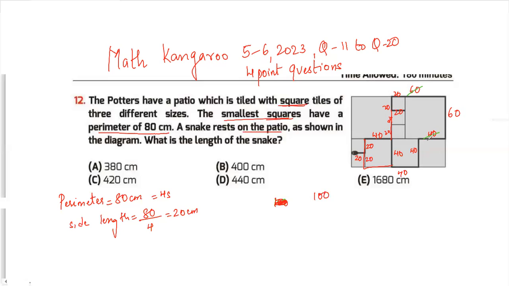Okay, so this is gone. Then again, we do 60 plus 40 is 100. Okay, then you have 40, 40, 40, which is 120. And then you have a 20, 20, 20, which is 60, plus 20, plus 20, which is another 100. So what do I get? I get my answer is 420, which is option number C. Let's move on to the next question.